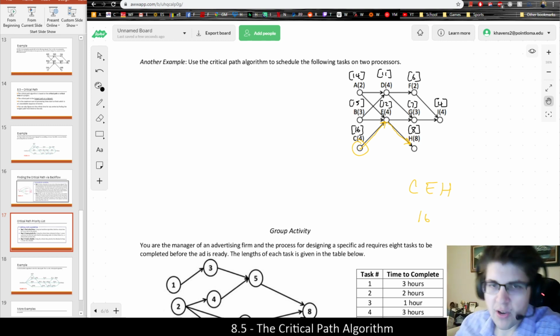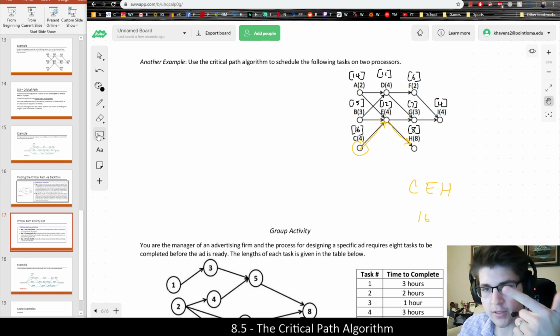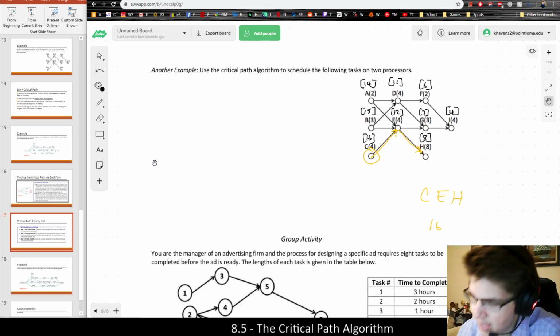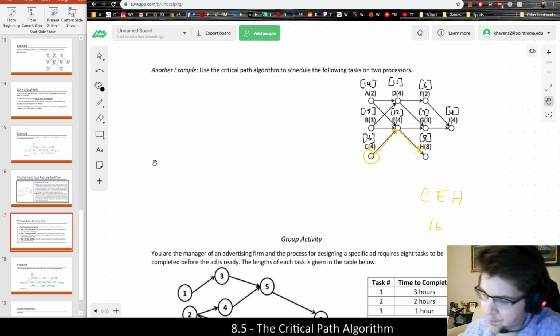But also, if we're trying to actually schedule it, we're not quite done, because all we've done is find the critical path and all the critical times. Now we have to actually make the priority list and schedule the tasks on the processors and figure out who's doing what when. So the priority list should prioritize longest first.